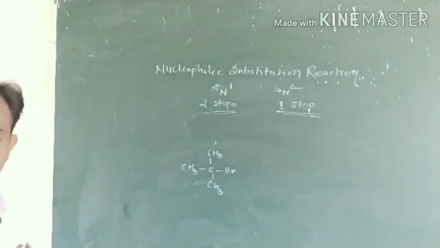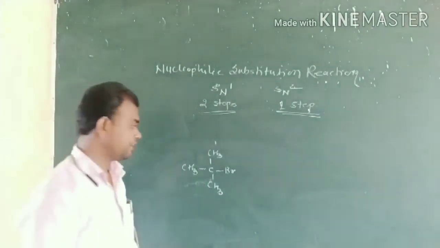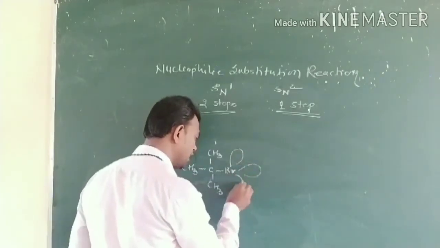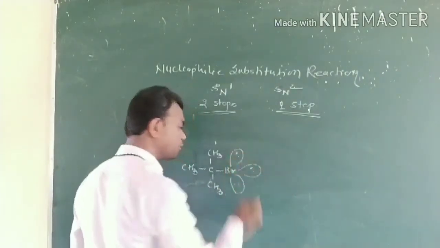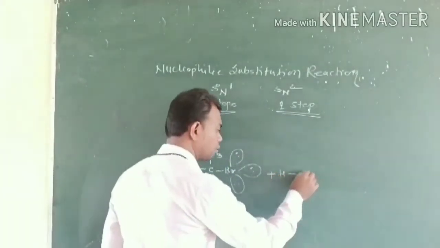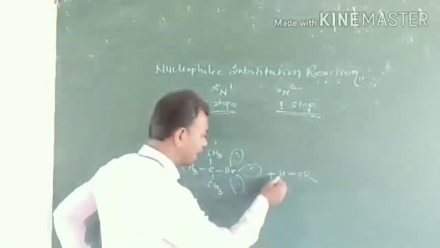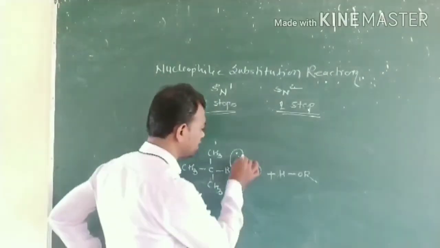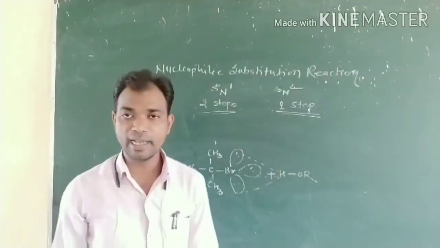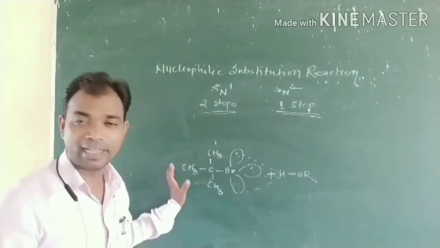If we see the substrate, that is tertiary butyl bromide, here the bromide carries 3 lone pairs of electrons on it. If we use the polar protic solvent, then that hydrogen has a tendency to form a hydrogen bond with the bromine atom. By forming the hydrogen bond with the bromine atom, the tertiary butyl bromide gets solvated.